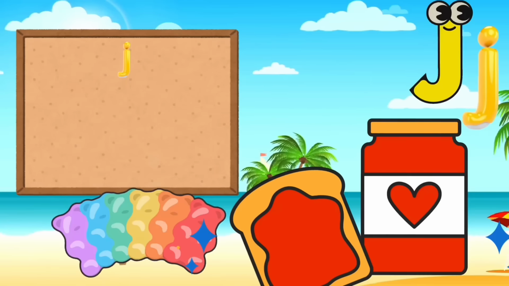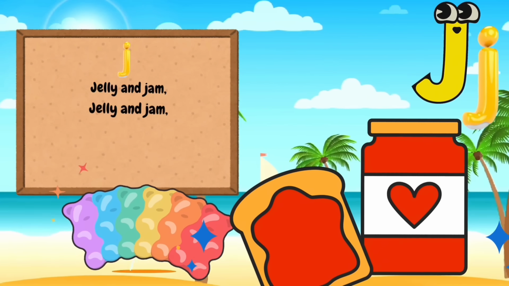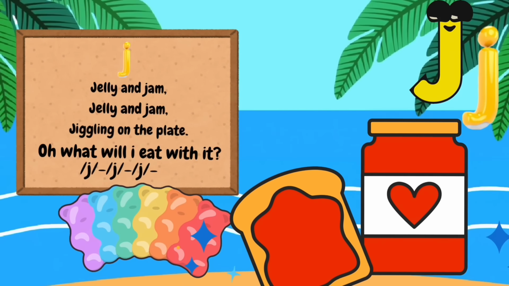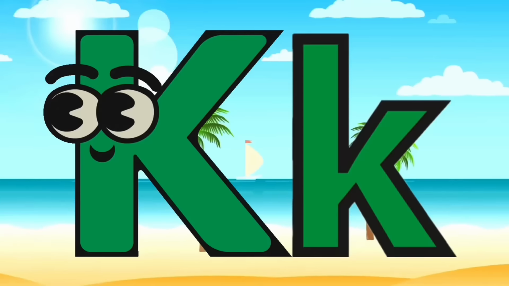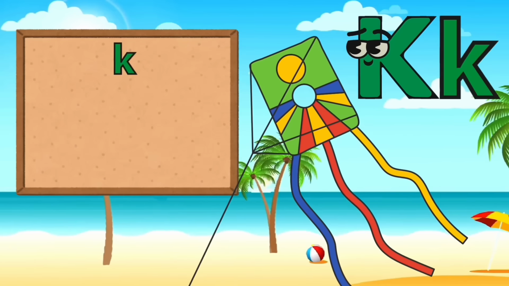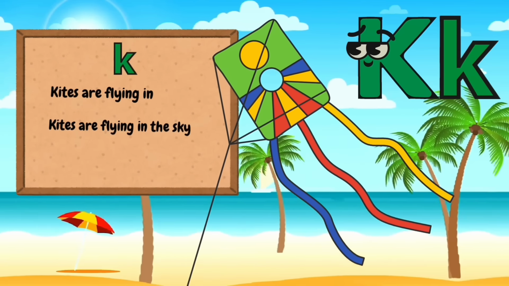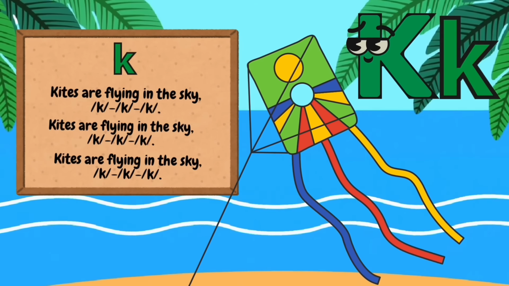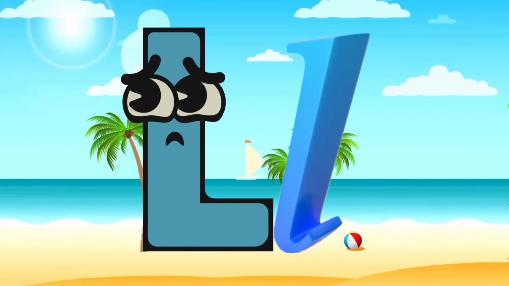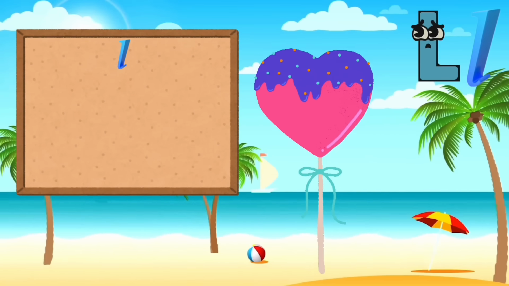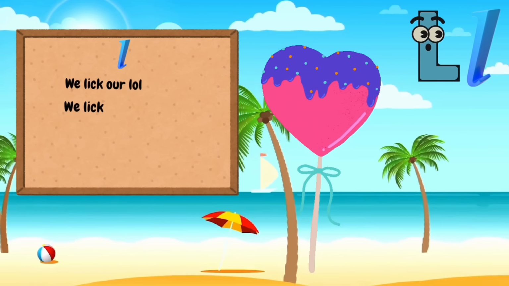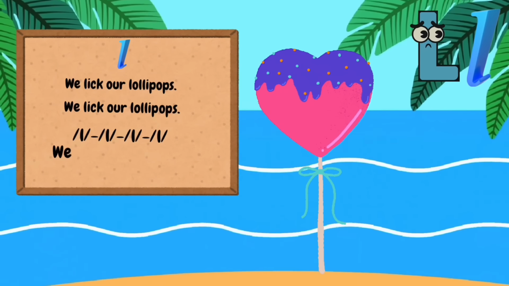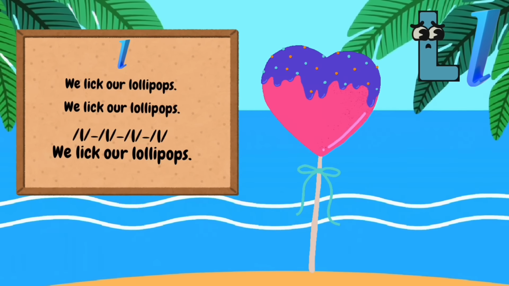J, J. Jelly and jam, jelly and jam, jiggling on the plate. Oh, what will I eat with it? J, J, J, J, J. K, K. Kites are flying in the sky. K, k, k, k, k. L, l. We lick our lollipops. L, l, l, l. We lick our lollipops.